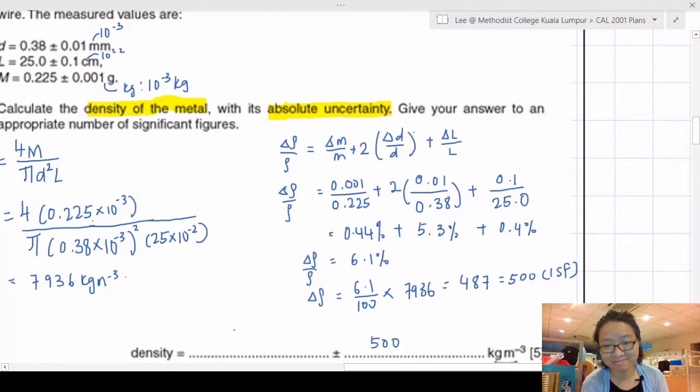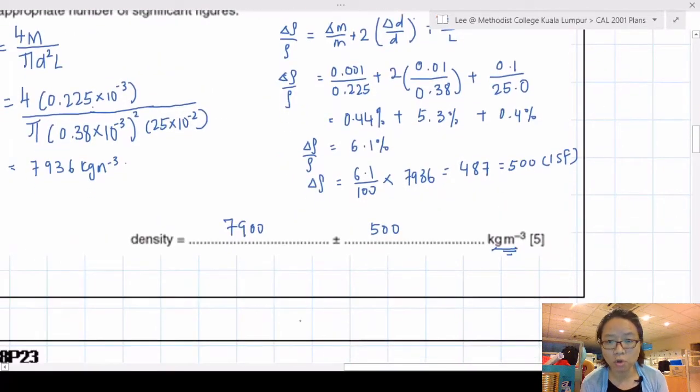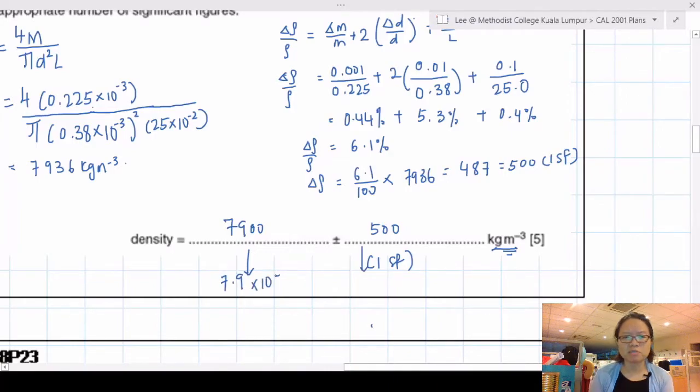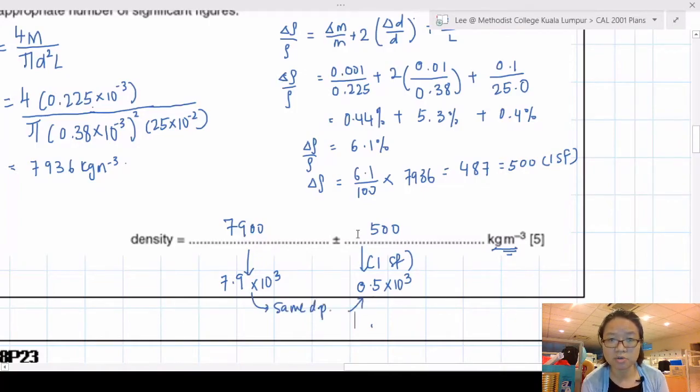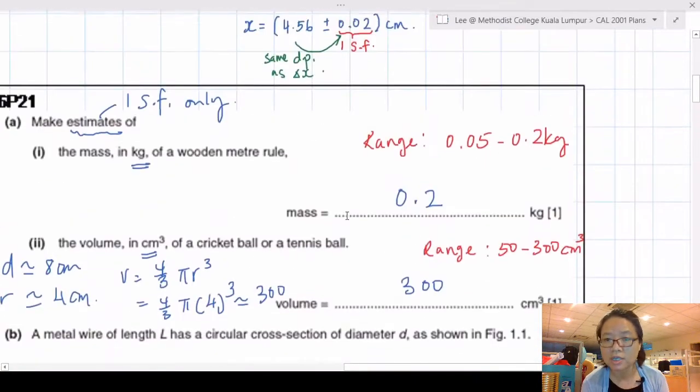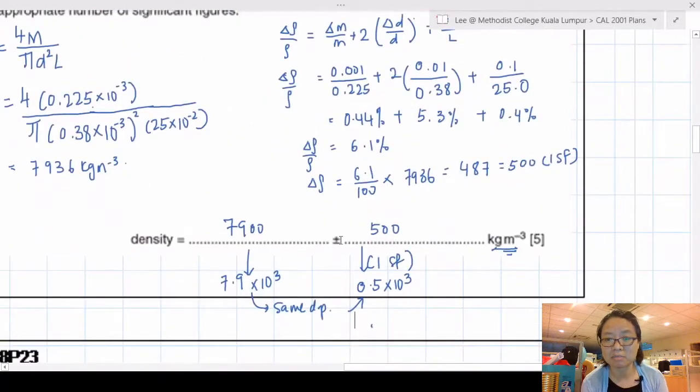Okay, so then the density here has to follow the decimal point of the one in front. Okay, so if you're wondering why, because no decimal, both also don't have decimal point, why can't I write 7936? Well, because when you write them in standard form, one is 7.9 times 10 to the power of 3, the other one is 0.5 times 10 to the power of 3. So it should have the same decimal point.